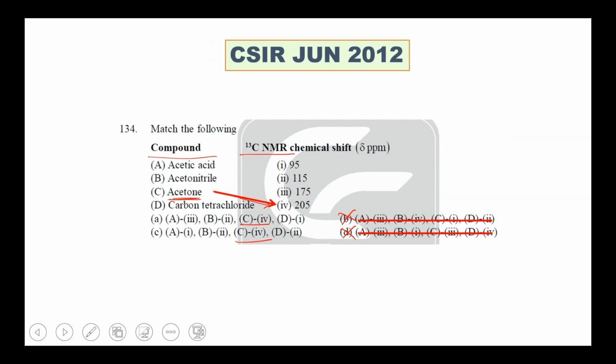Next, I will pick, okay, acetic acid I'll pick. So since acetic acid comes around 170, so A is 3. A is 3, I have here. So option A is right answer. Very simple. I have quickly done that.